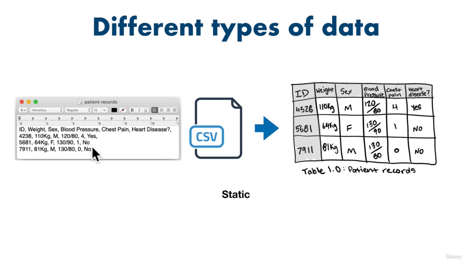So a lot of data you'll actually come across comes in a simple format like this, but to turn it into something that is a little bit more structural, you can convert it to this. Now CSV is one of the most common types of static data formats. We're going to get very used to this by the end of the course. And since these values won't really change over time, they're called static.